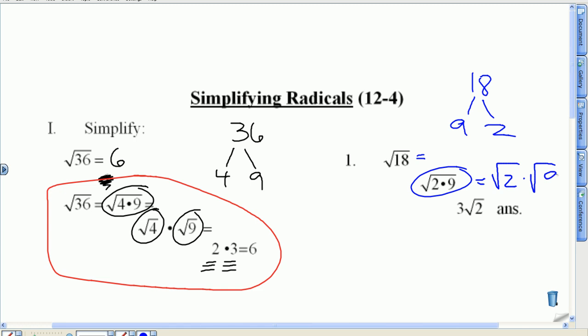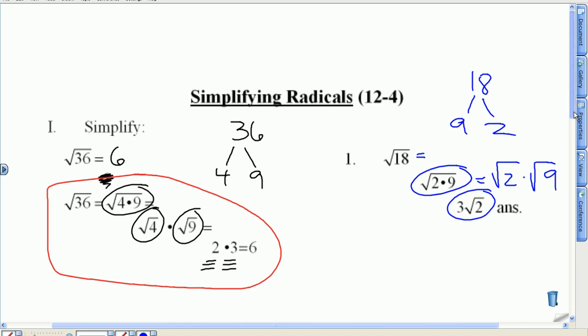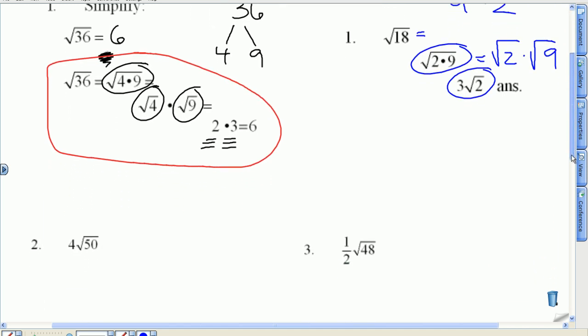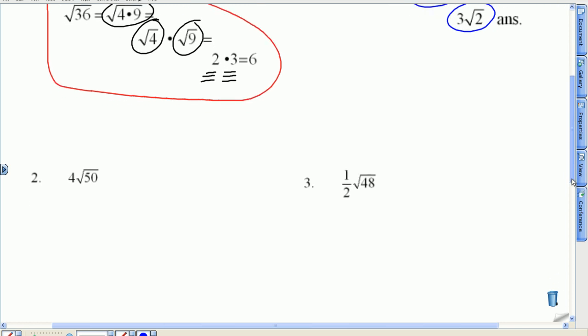I can then write that as radical 2 times radical 9, and now take the square root. The square root of 9 is 3. 3 radical 2 is the simplified version of radical 18. On the calculator, they'll give you the same decimal equivalent. They're both irrational numbers, and they are the same irrational number.